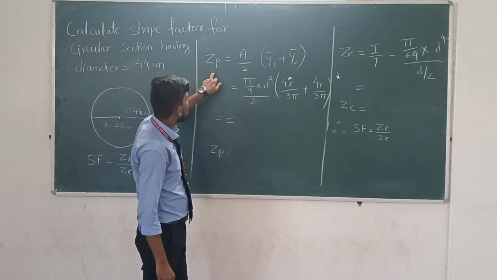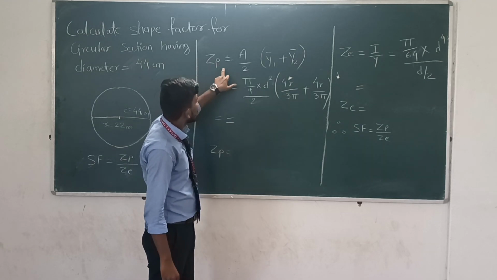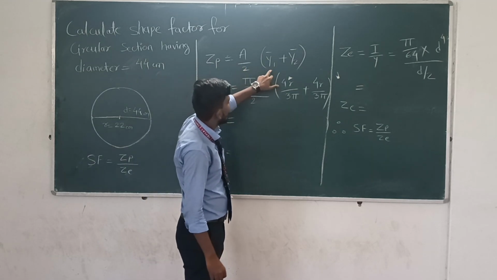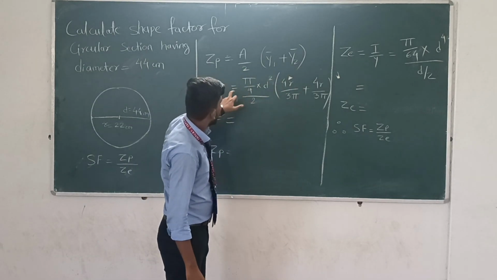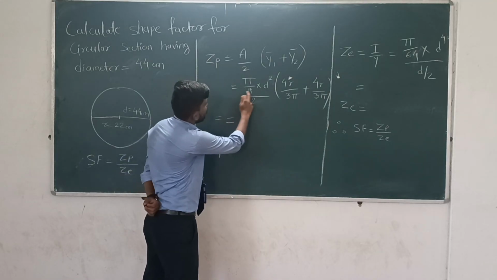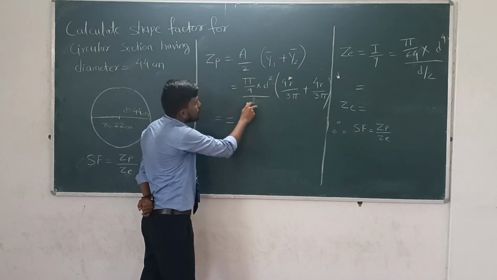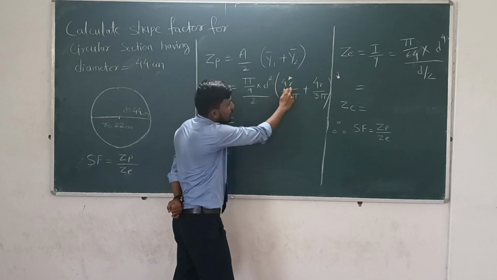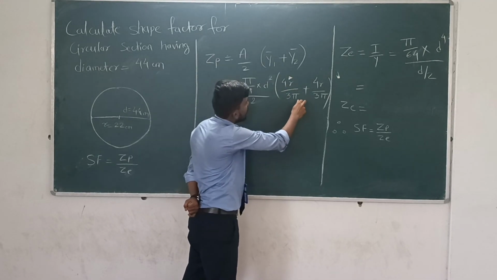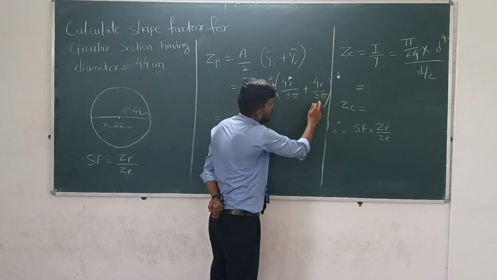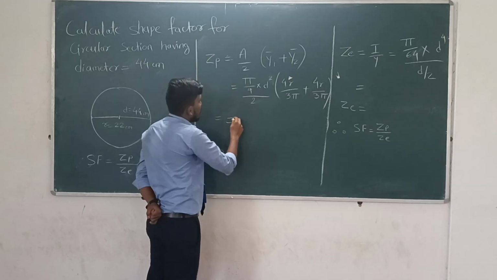Then first calculate the plastic modulus: area by 2 in bracket y1 plus y2, and the area formula is pi by 4 into d square divided by 2. In bracket, y1 is 4r upon 3 pi and y2 is 4r upon 3 pi. Put the values in this formula.